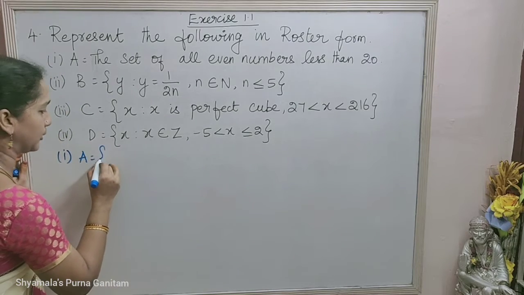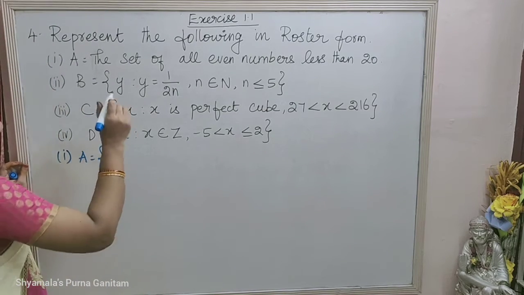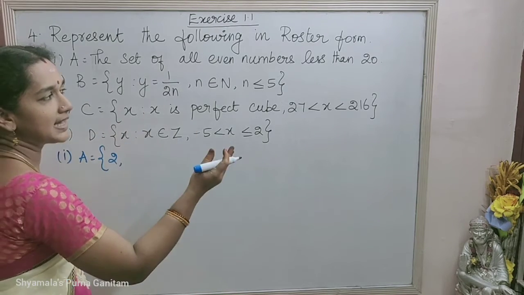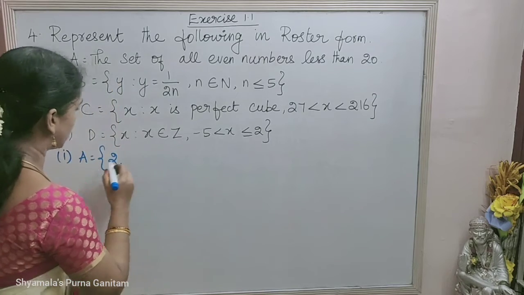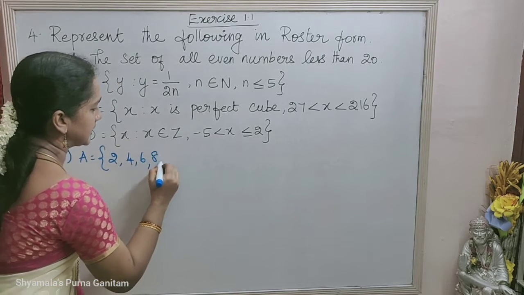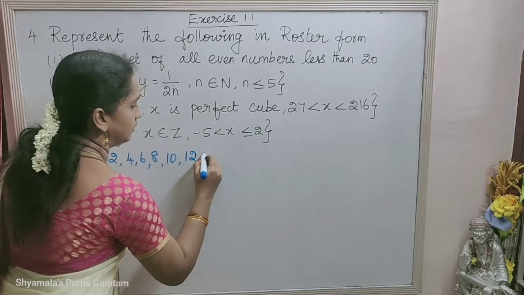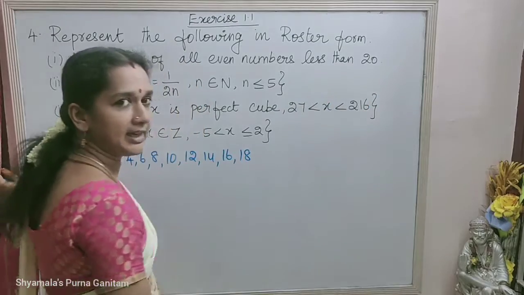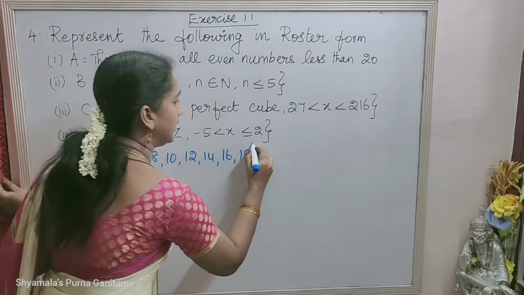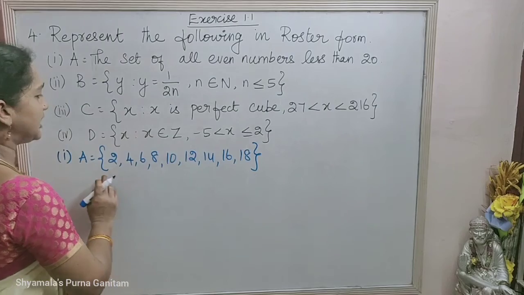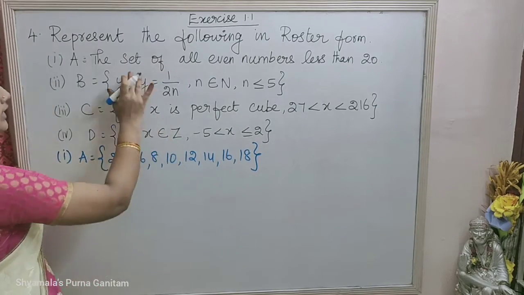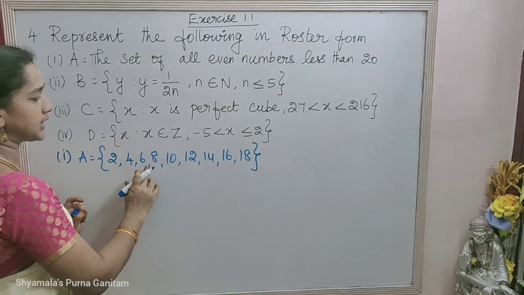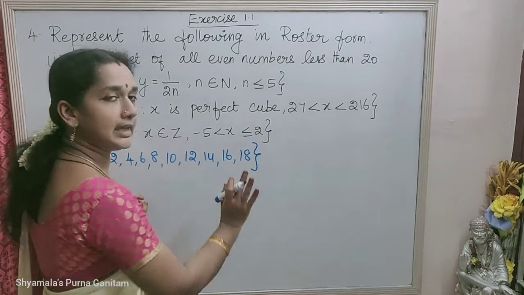So, A is equal to, we'll start with the bracket, even numbers less than 20. What are all the even numbers? You know. That is less than 20, you have to write. So, 2, 4, 6, 8, 10, 12, 14, 16, 18. Since it is given less than 20, we should not include 20. So, till 18 we have to write. These are all the elements in the given set, the set of all even numbers less than 20. So, that is 2, 4, 6, 8, 10, 12, 14, 16, 18.